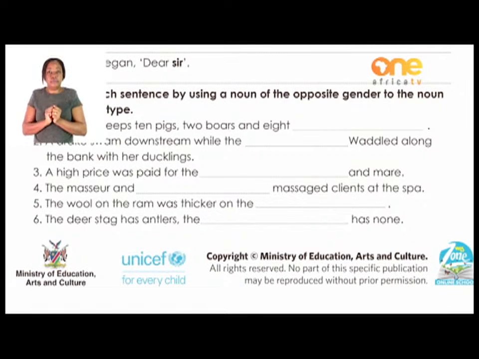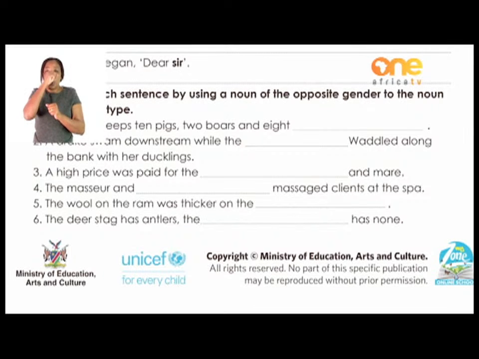So it's just vice versa. You change, if it's male, change to female. If it is boy, change to girl. That is what I'm saying. So just check the words which are in bold. Mr. Brown keeps 10 pigs, 2 bulls, and 8.